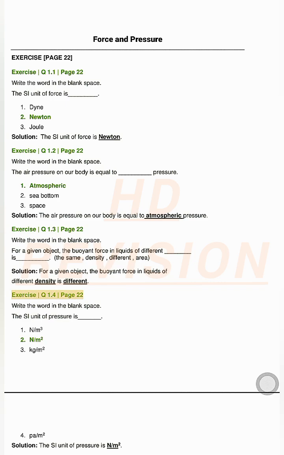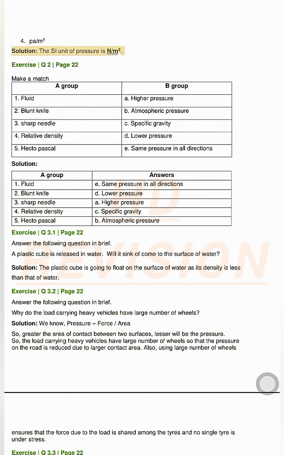Exercise Q 1.4 page 22. Write the word in the blank space. The SI unit of pressure is underscore. 1. Nm3. 2. Nm2. 3. Kilogram per square meter. 4. Pa m2. Solution. The SI unit of pressure is Nm2.